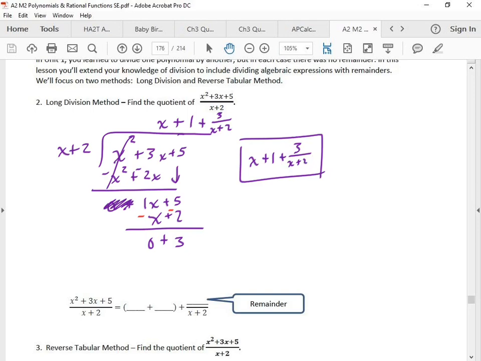So actually down here they have a space for you to write it. x, 1, and then you put 3 right there. So that's how this looks with long division. Now let's look at this with the reverse tabular method.